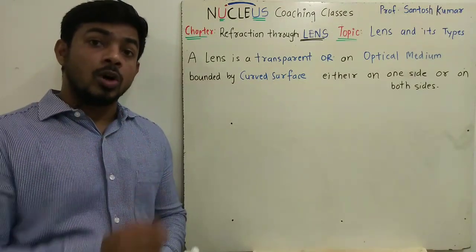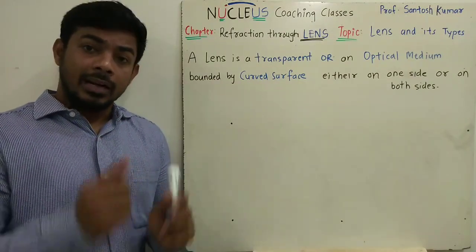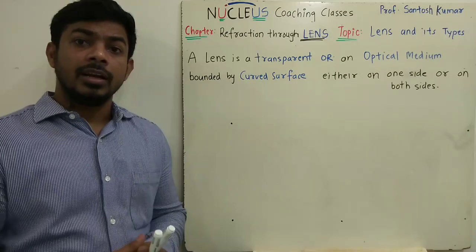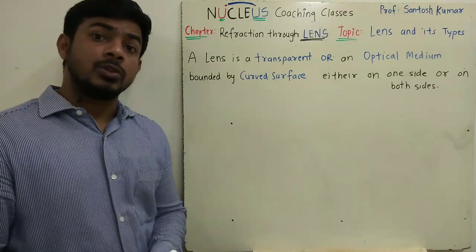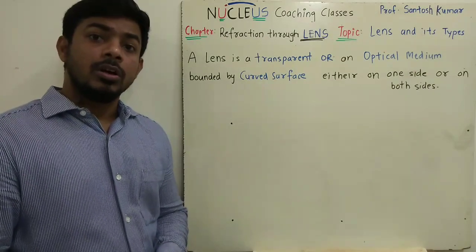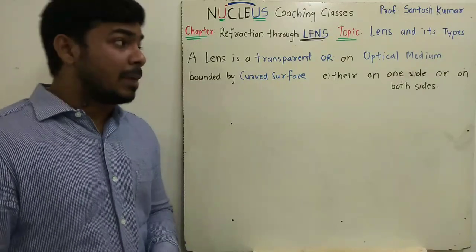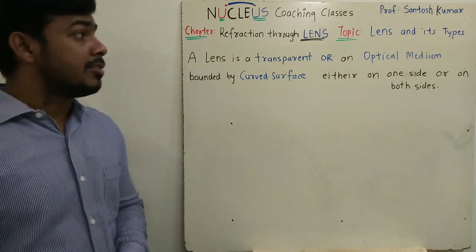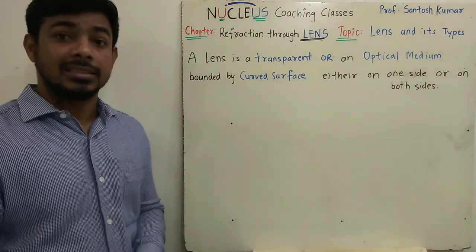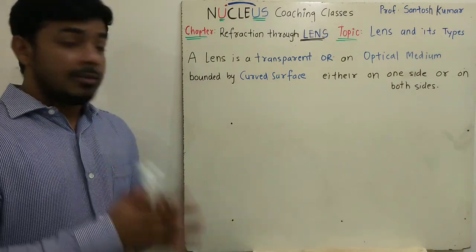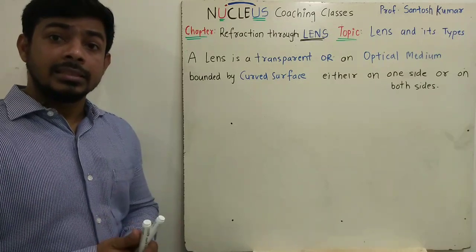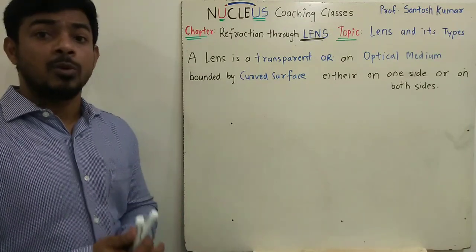And using these laws of refraction of light and rules for the refraction of light, we studied the refraction of light through a rectangular glass block. We studied refraction of light through a prism. Now in this chapter, we are going to study refraction of light through lens. So I will tell you about the lenses, its applications and the type of lens.